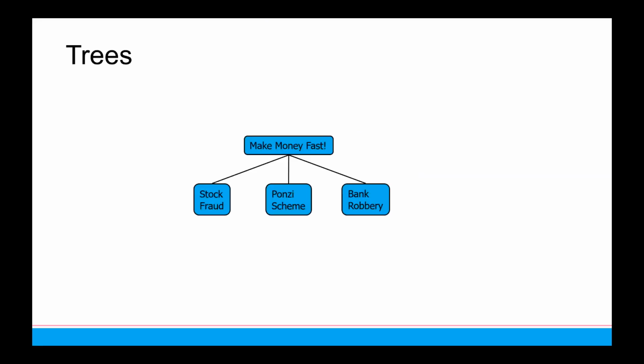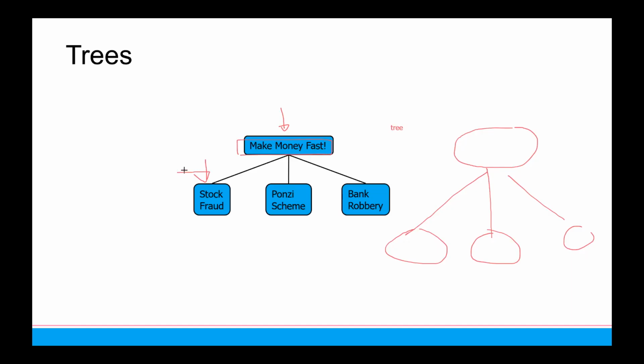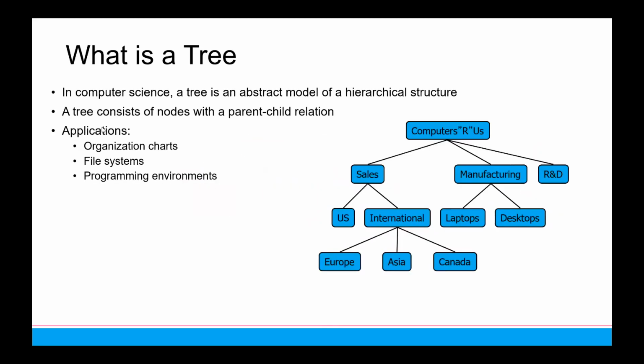So the tree ADT. What is a tree? A tree is, yeah, when you have the root, and then you have the branches, etc. Yeah, if you look at this one, how to make money. So yeah, this is bad actually. You can do stock fraud, or the Ponzi scheme, or bank robbery. These are the options to make money. But we will check what the tree is.